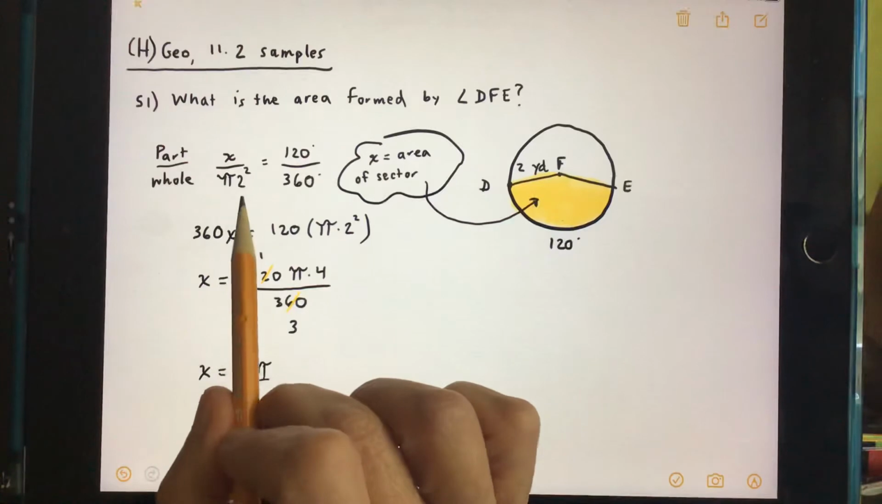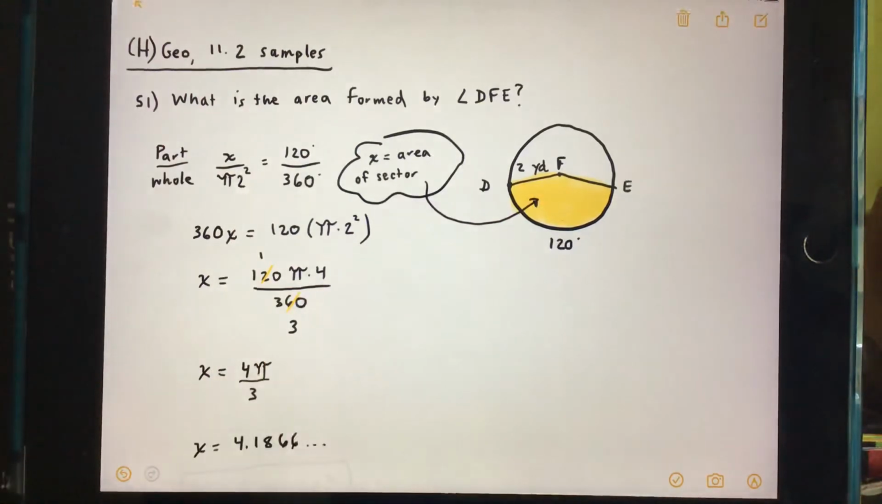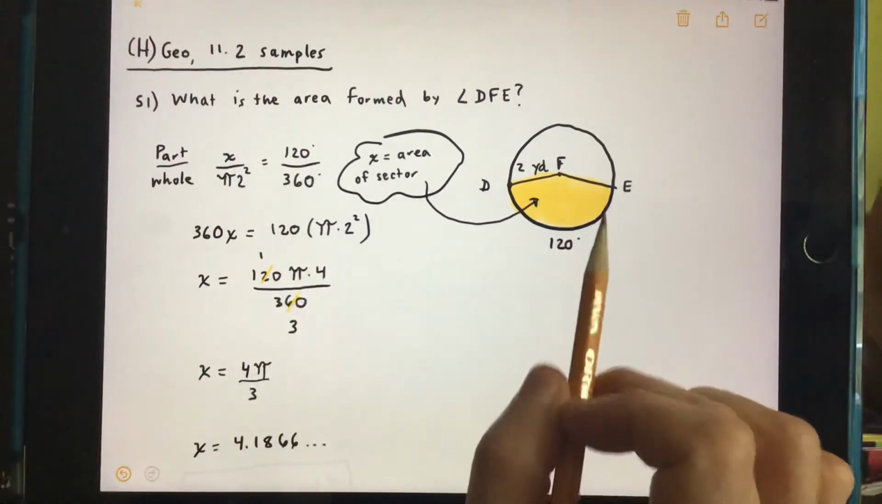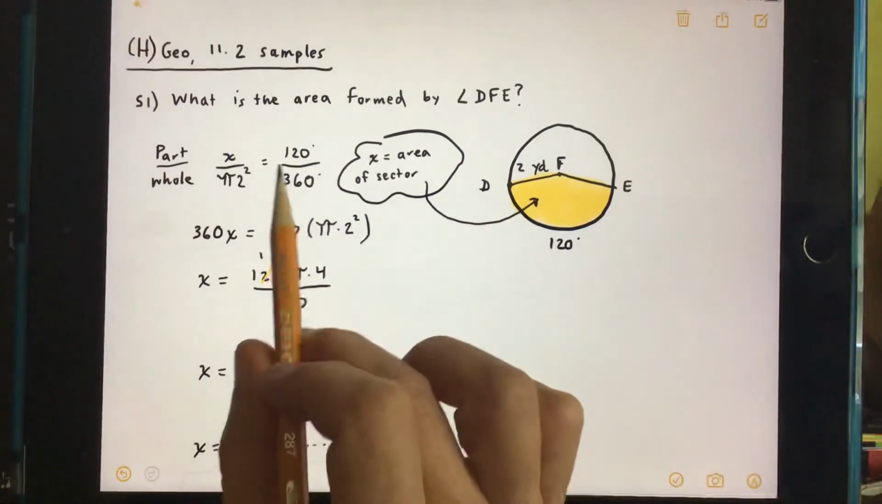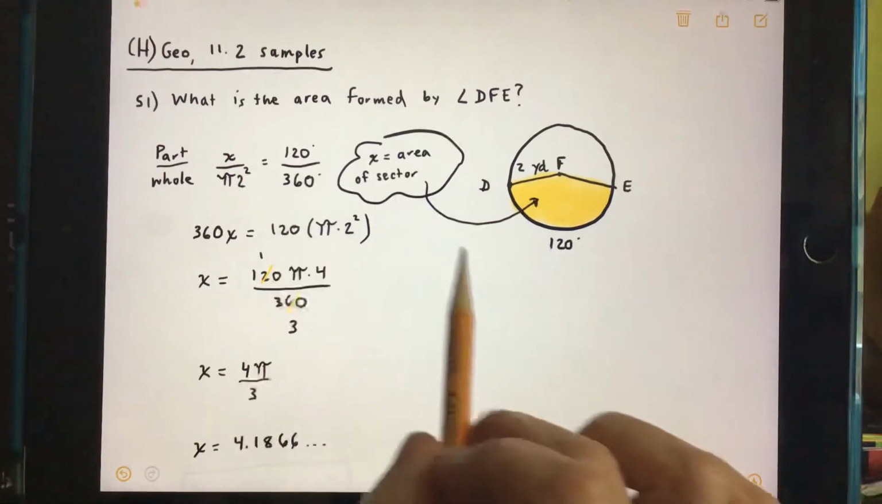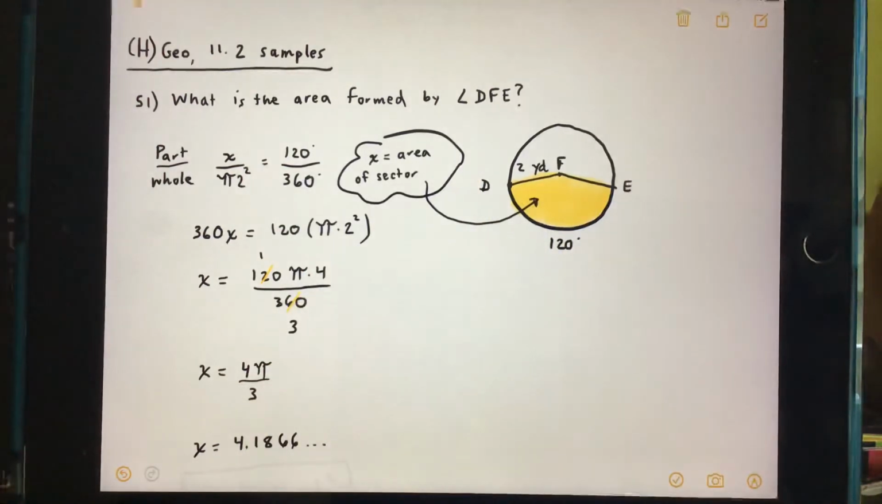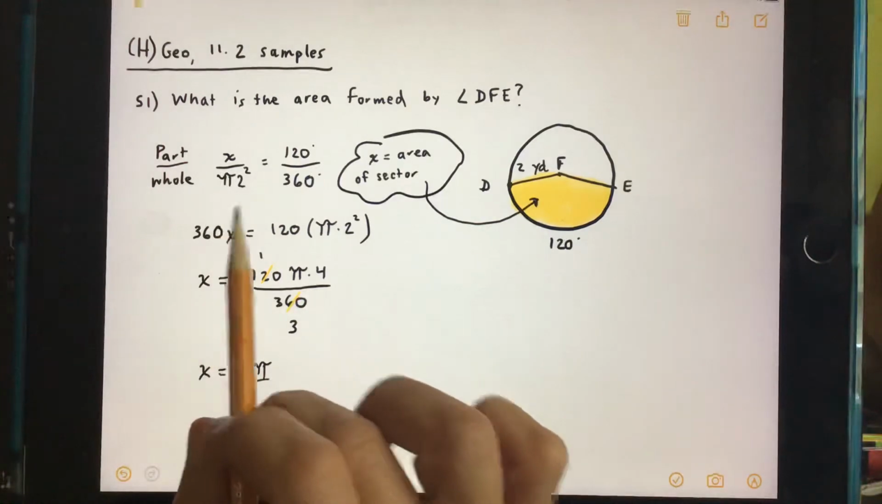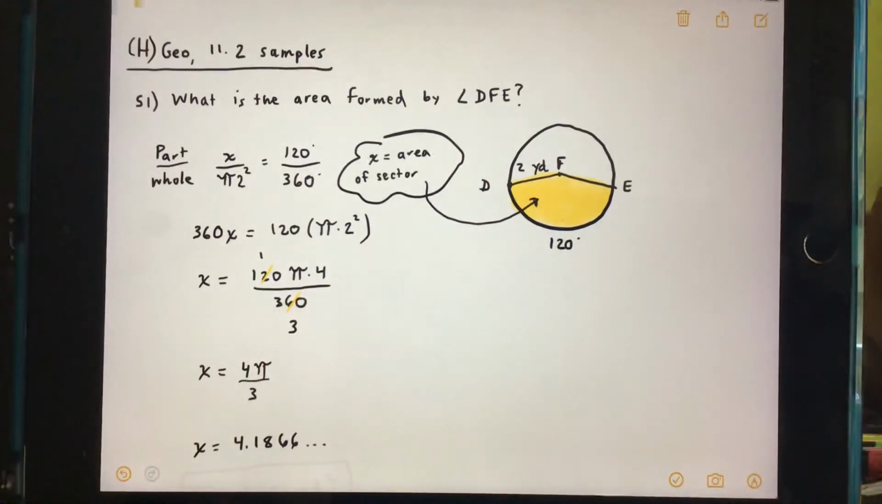This is pi r squared. R is 2, the radius is 2, and we're going to square that radius to place it in the formula pi r squared. And that's going to be equal to the degree measurement of the sector, 120 degrees, to the measurement of the entire circle all the way around. So that would be 360 degrees. So x over pi times 2 squared is equal to 120 over 360.